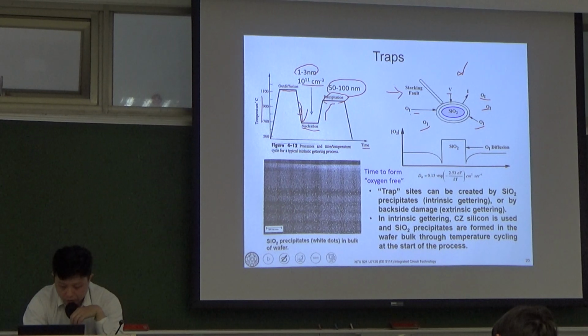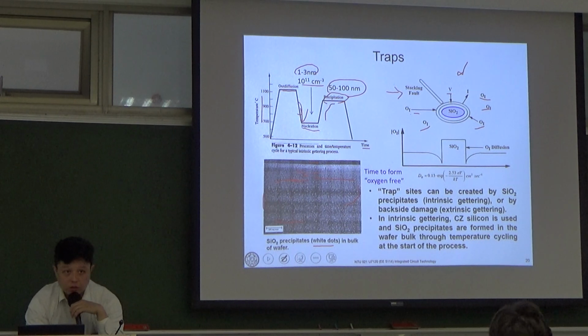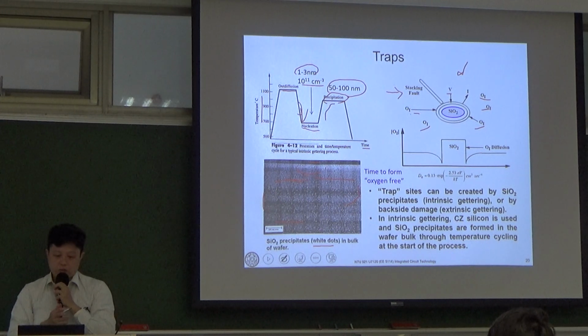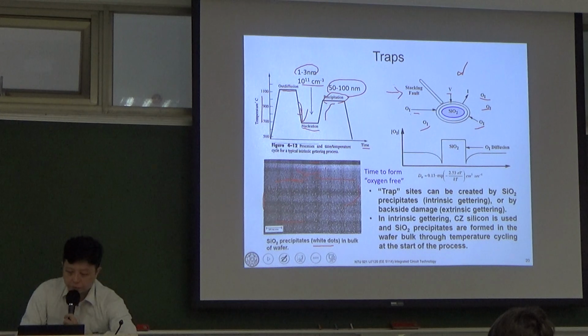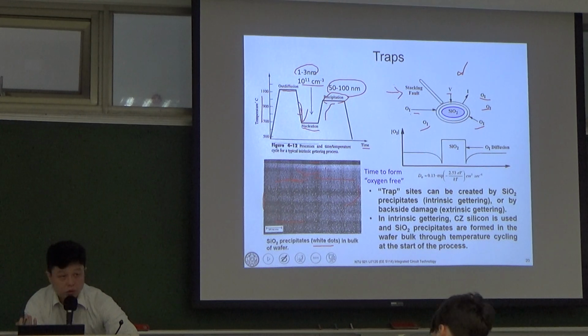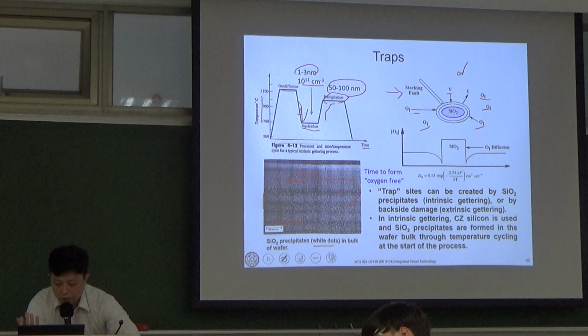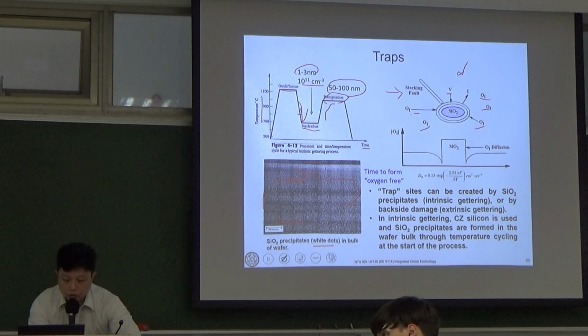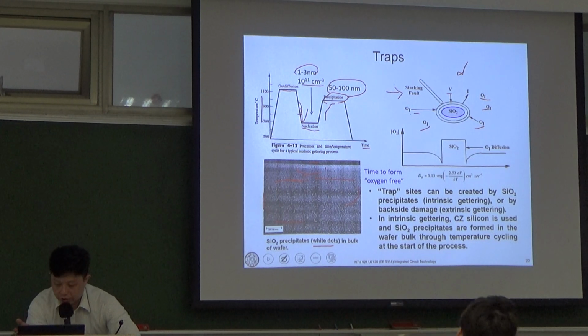And from these SEM pictures, you can see some white dots, especially here. You can see some white dots, right? But not from the surface. These white dots locate in the bulk of your wafers. Those are the SiO2 traps that we try to create for the intrinsic gettering process.